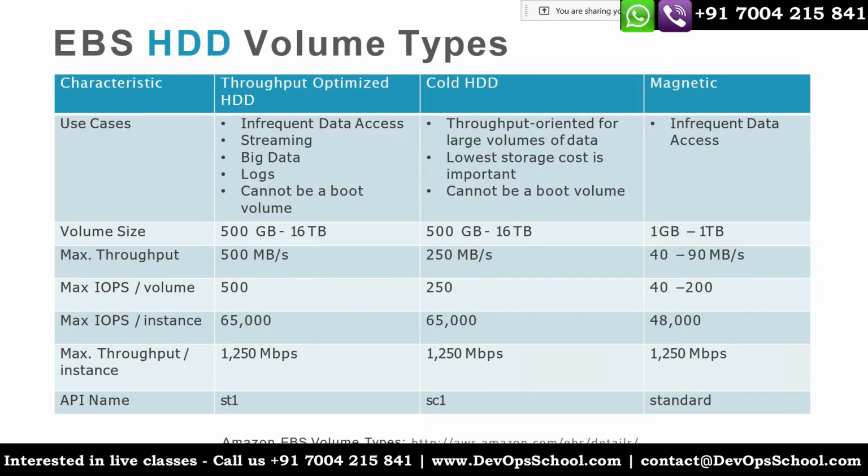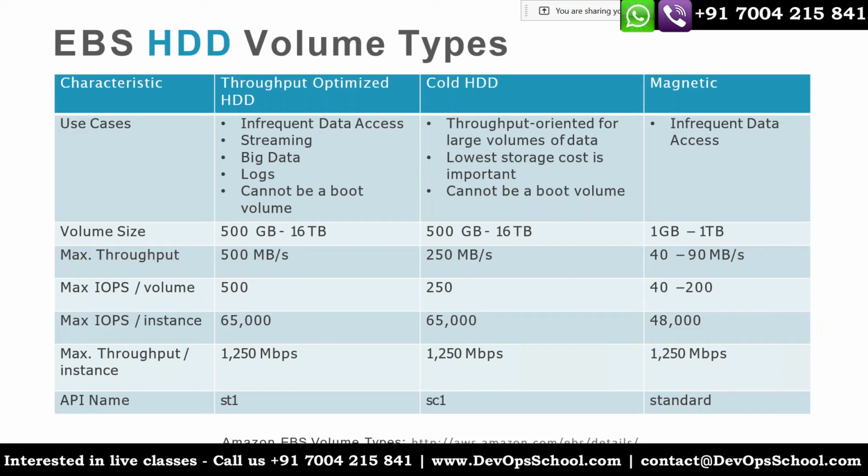Now here we have a comparison between throughput optimized HDD, cold HDD, and magnetic. So look at this here. Some of the use cases here: infrequent data access for streaming, big data, logs. It cannot be a boot volume. So this cannot be a boot volume. It has to be SSD. Cold HDD, throughput oriented for large volumes of data. Lowest storage cost is important, and it cannot be a boot volume. And magnetic, infrequent data access. The size, throughput, IOPS per volume, IOPS per instance, and throughput per instance you have in front of you, and the API name is also accordingly. Okay, so depending on that you design your storage need and get it done.